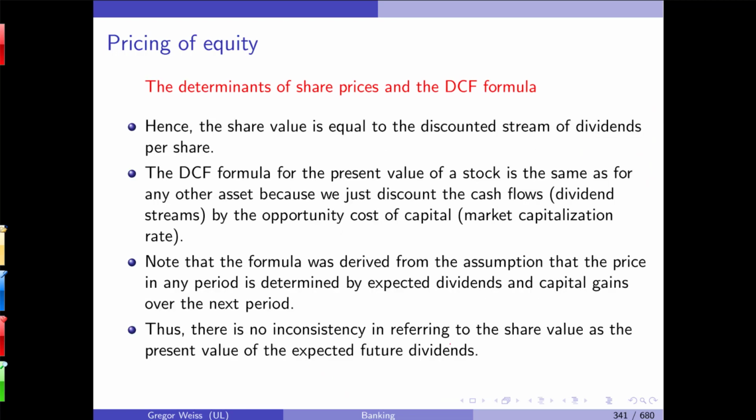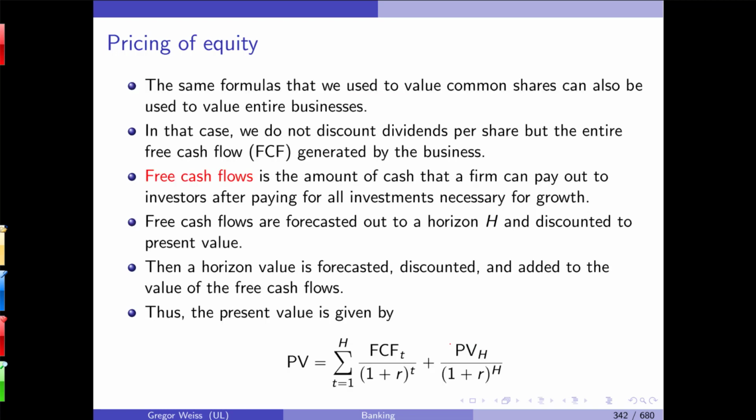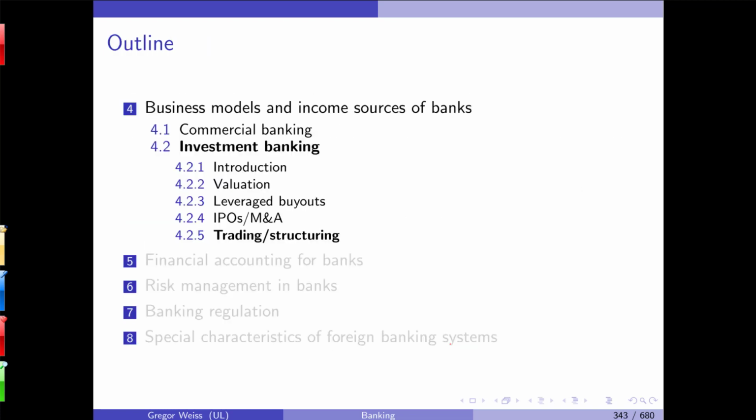Okay. Hence, share value is equal to the discounted stream of dividends. And we need to know the expected dividends, and we need to come up with the appropriate discount rate. Those are the main difficulties here, and then we can price the stock. Same thing can be done with the free cash flows. Same formula, only different discount rate. No? That's the same. Okay.